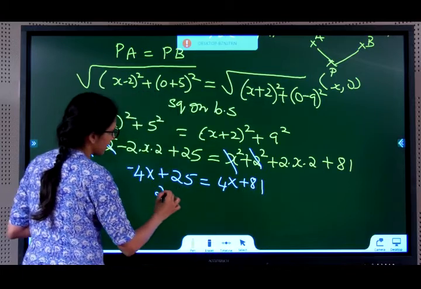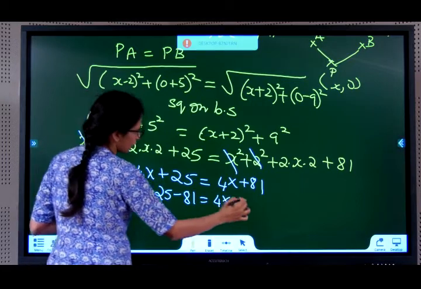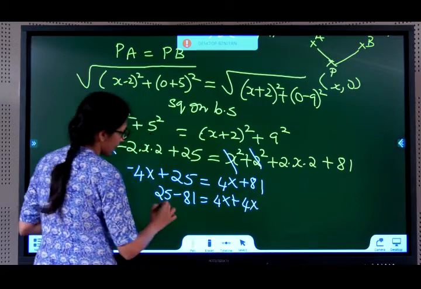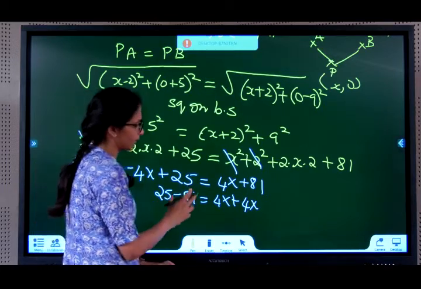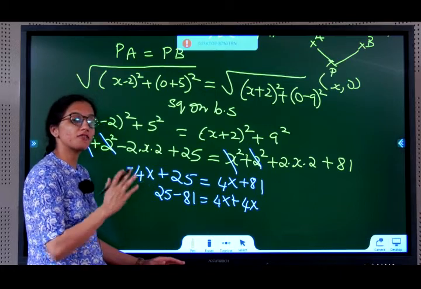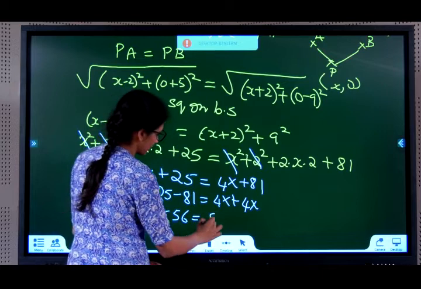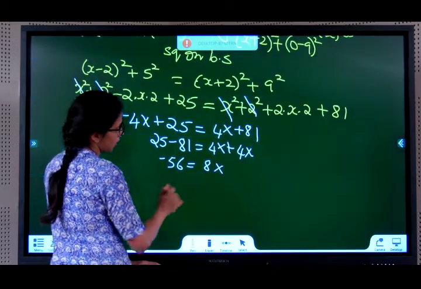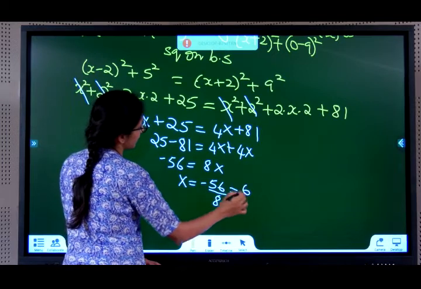Bring the 81 this side. 25 minus 81 is equal to 4x. Send the minus 4x that side, it becomes plus 4x. 25 minus 81. 81 minus 20, 61. 61 minus 5, 56. Negative sign. Bigger number has negative sign. So minus 56 is equal to 8x. So x is equal to minus 56 by 8, which is nothing but 6.